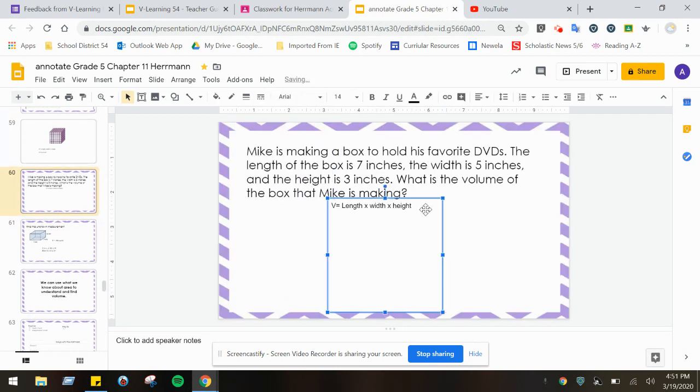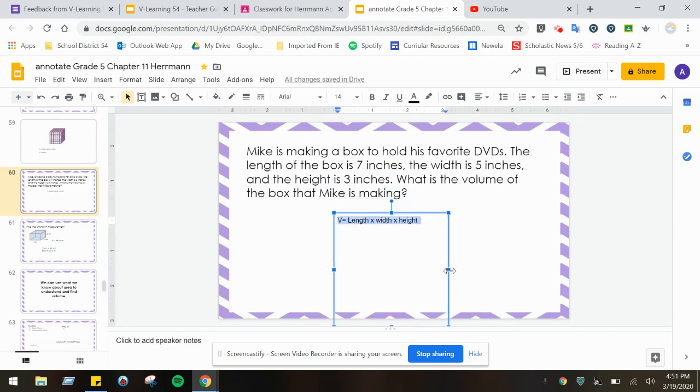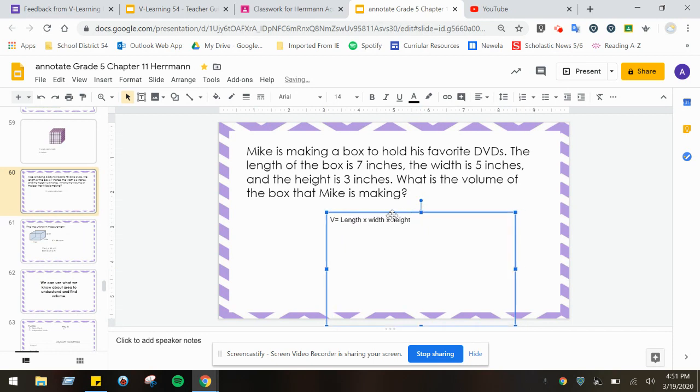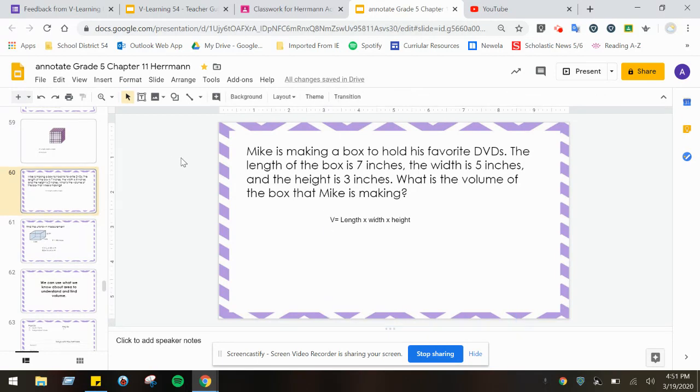My equation is volume equals length times width times height. Can I plug and chug? Yes, I can. What is the length? The length is 7 inches, the width is 5, and the height is 3 inches. So when I multiply those together, what do you get? 105 cubic inches, okay? Nice job. So you could say cubic inches or you can say inches cubed, okay? So it does not matter.